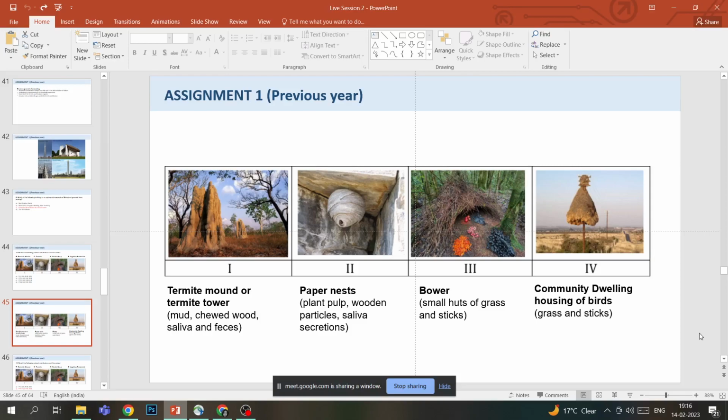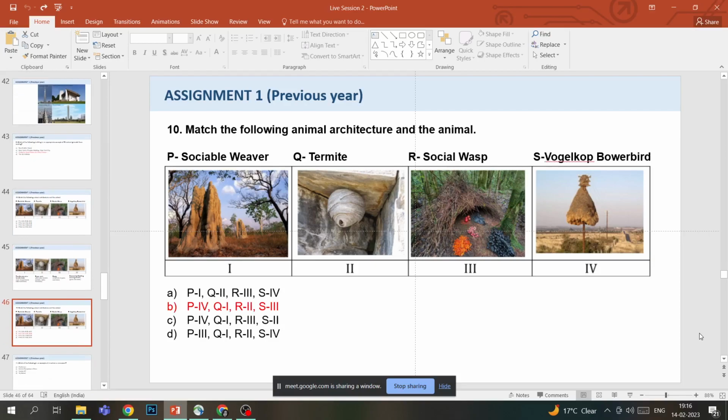Next, what we see is a community dwelling housing of birds on an electrical pole, and this community dwelling, this nest, is made of grass and sticks. So now we know what all these structures are and what kind of animals make them. Social weaver is basically a weaver bird that lives in a community, so that's why it is called sociable weaver. So P goes with 4.